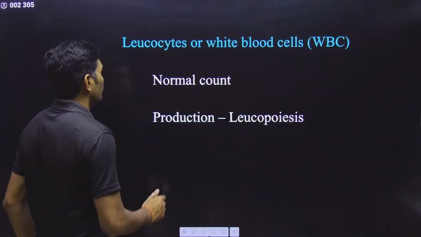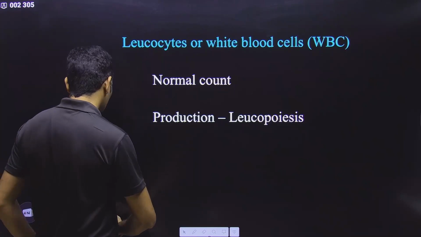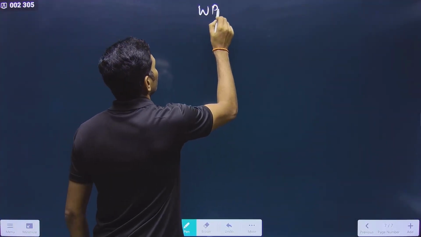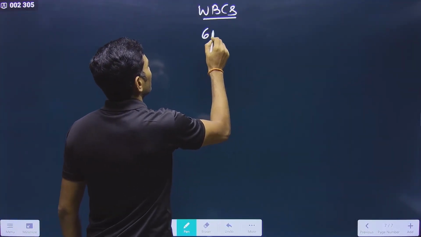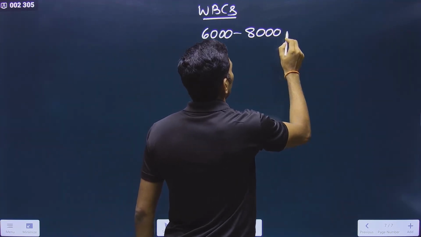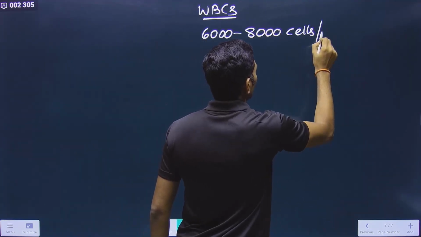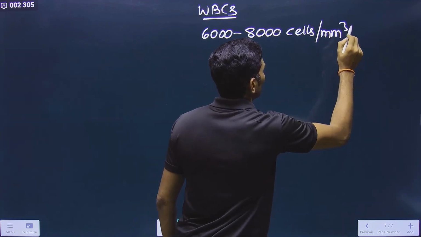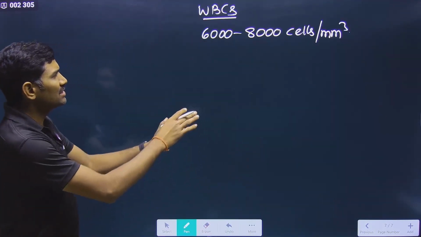With respect to WBCs, first they are talking about the normal count. Already we studied about the normal count for WBCs. What is the normal count for WBCs? Normally in the range of 6,000 to 8,000 cells per cubic millimeter. This is the normal range.